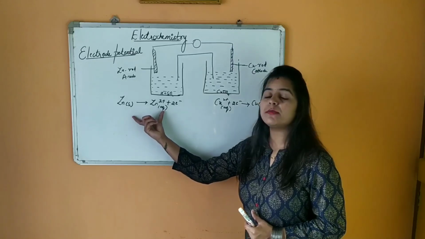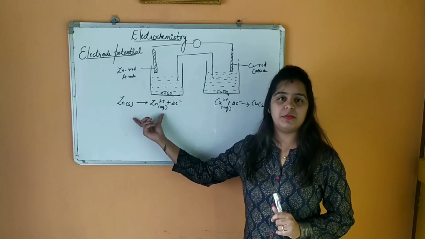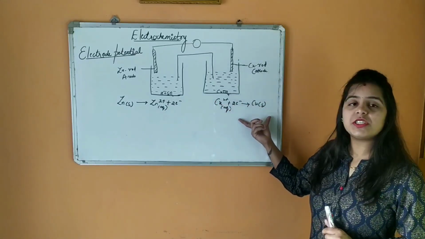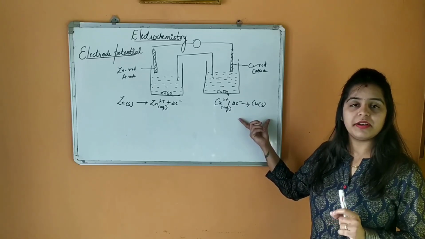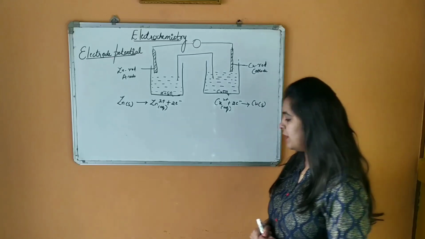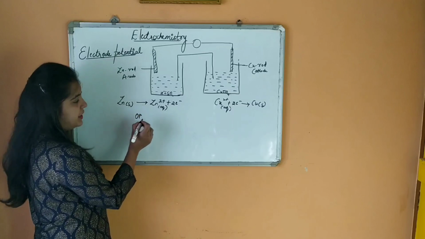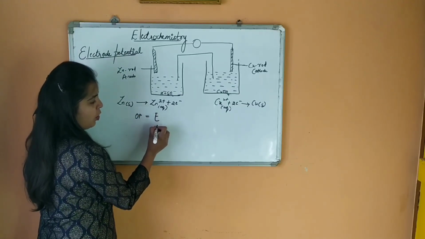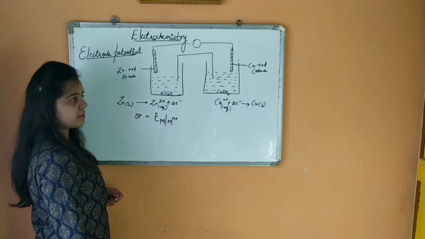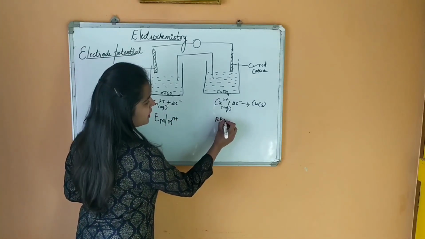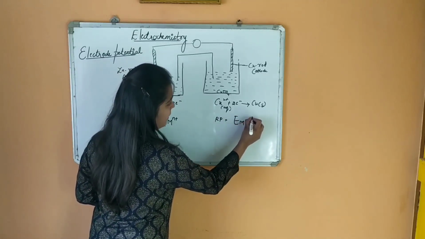The potential which is measured on the oxidation half cell is called oxidation potential. And the potential which is measured at the reduction half cell is called reduction potential. Oxidation potential can be written as E of M/M n plus. And this side, reduction potential can be written as E of M n plus/M.